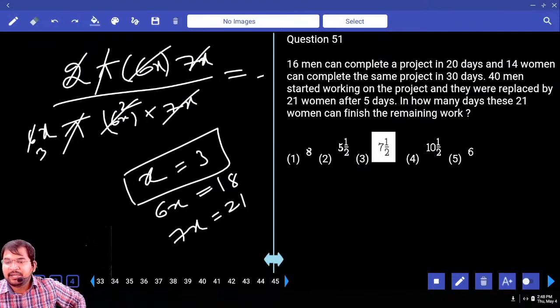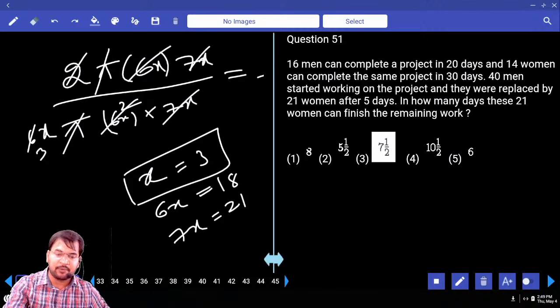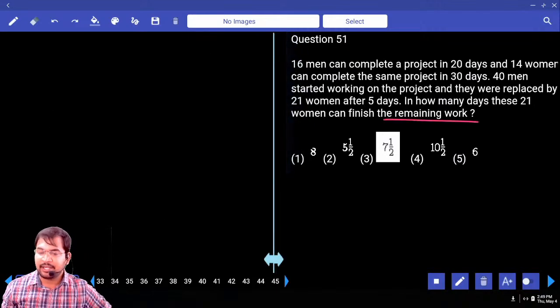Next, 16 men can complete a job in 20 days, 14 women can complete the same job in 30 days. 40 men started working and they are replaced by 21 women after 5 days. In how many days can these 21 women finish the remaining work? Our target is to finish the remaining work only.